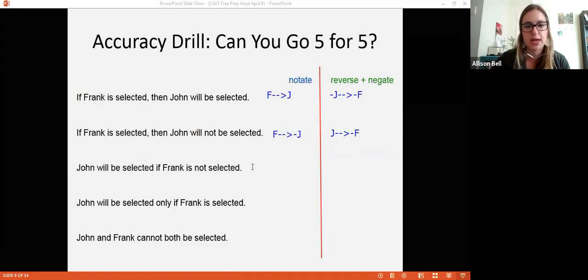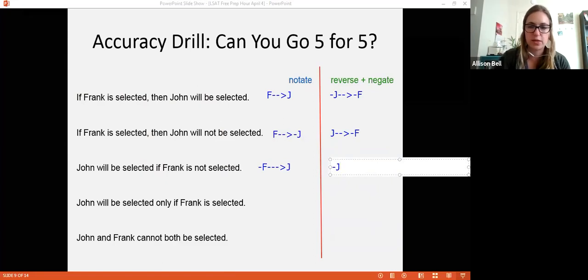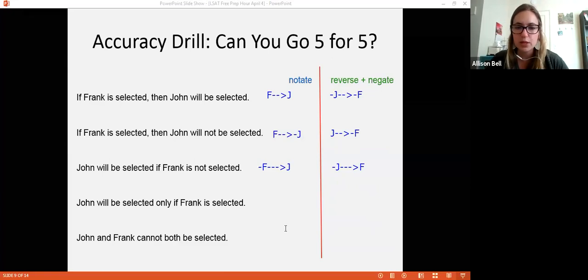I'm still going to say if Frank is not selected, so not F, then John will be selected, which means my contrapositive will be if John is not selected, then Frank is selected. Okay, number 4 is arguably the hardest one to diagram. Tell me what you got for just the first part. How would you notate number 4?